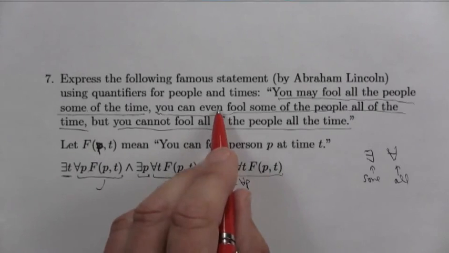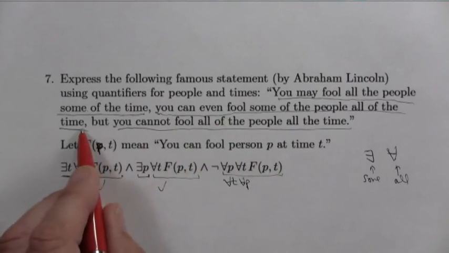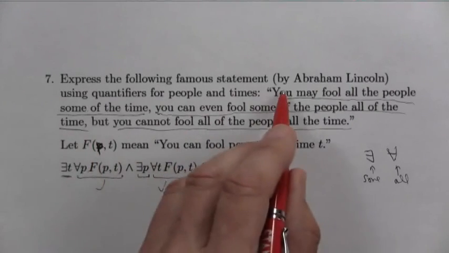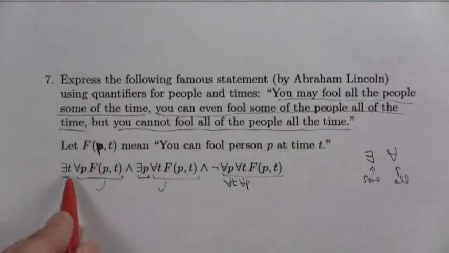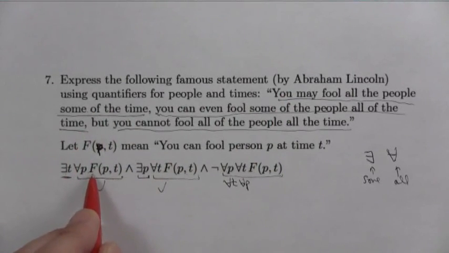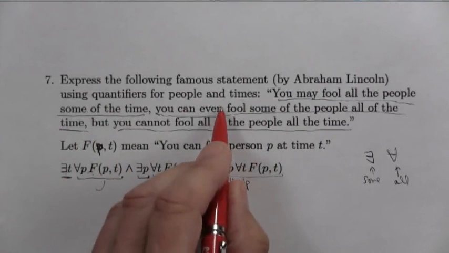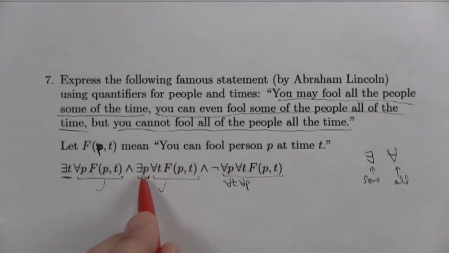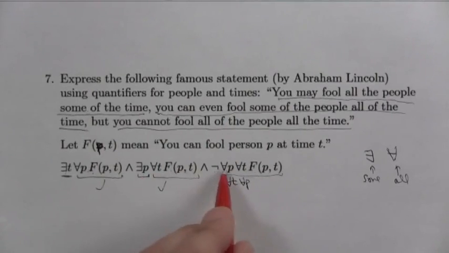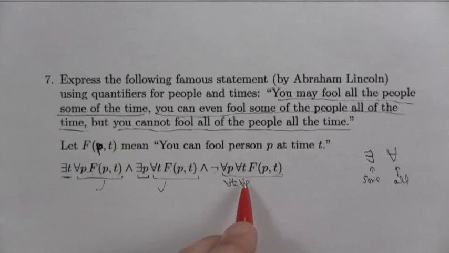It's saying there are some people who can always be fooled. You can fool all people some of the time. So there are some times when you can fool all people. And you can fool some people all of the time. There are some people who can be fooled all of the time. But you cannot fool all the people all of the time.